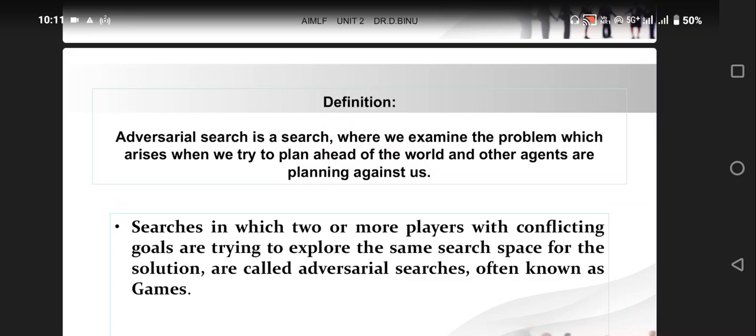Searches in which two or more players with conflicting goals are trying to explore the same search space for the solution are called adversarial search, often known as games.